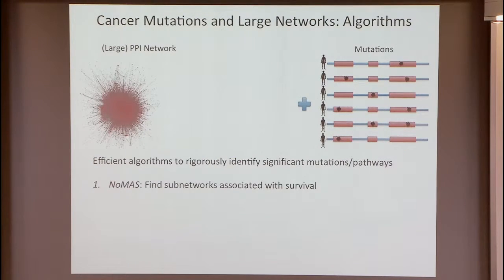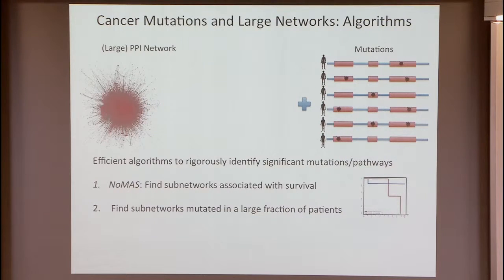So what I'm going to present today are two methods that I've developed with my students, leveraging the information of a large protein-protein interaction network and combining it with mutations to identify important subnetworks for cancer. The first approach is a method to find subnetworks associated with survival for cancer patients, and it is a paper that will be presented at RECOMB next week. The second approach is a more recent work on finding subnetworks mutated in a large fraction of patients, which is not published yet.